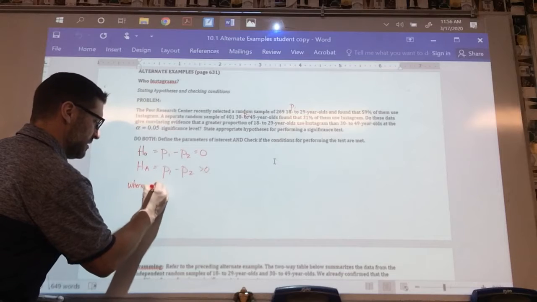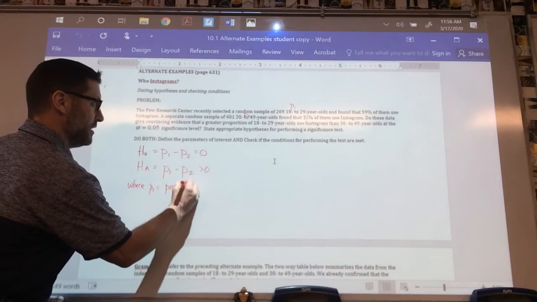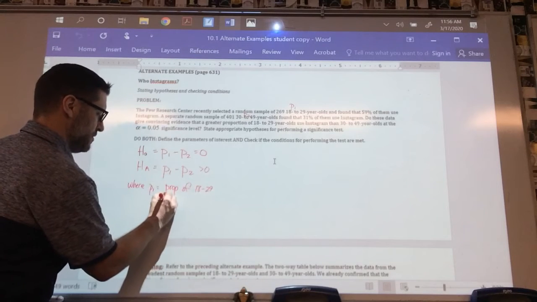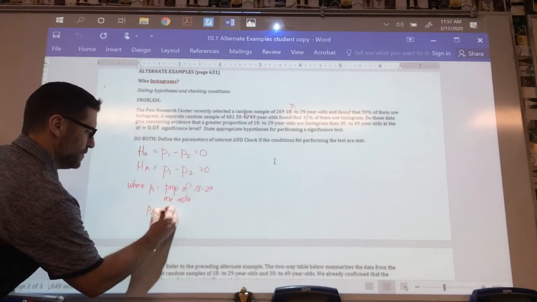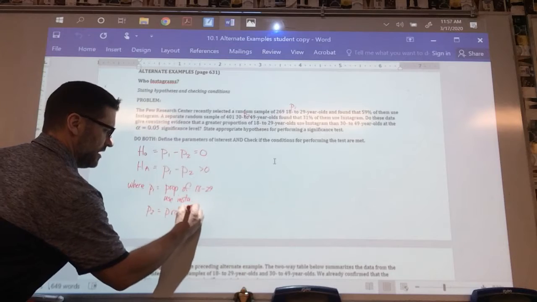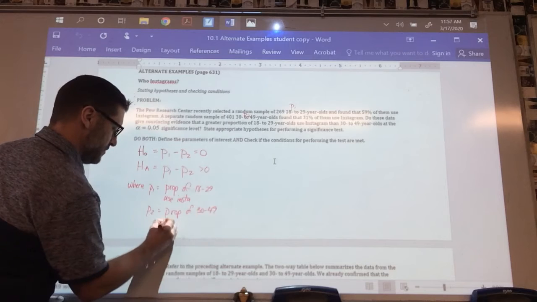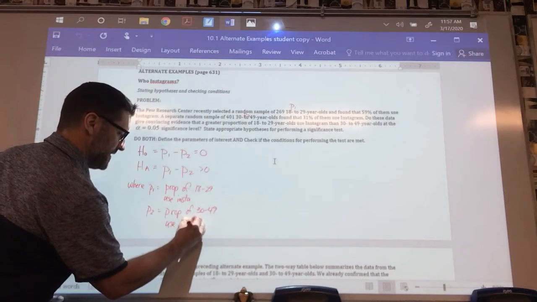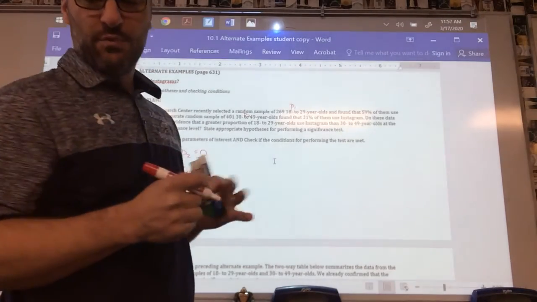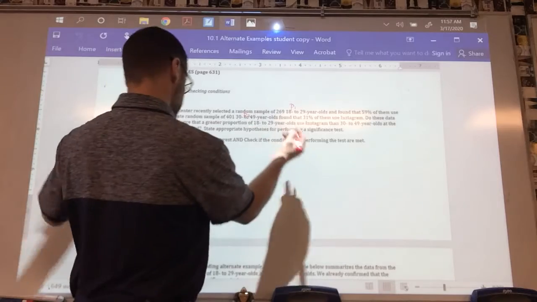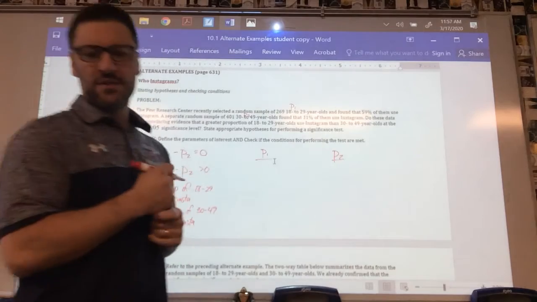Where P1 is equal to the proportion of 18 to 29-year-olds who use InstaFace, and P2 is equal to the proportion of 30 to 49-year-olds who use InstaFace. I guess it doesn't really matter. But we have to check these proportions for the conditions. We have to check each one. So we have to check a P1 set of conditions and a P2 set of conditions.